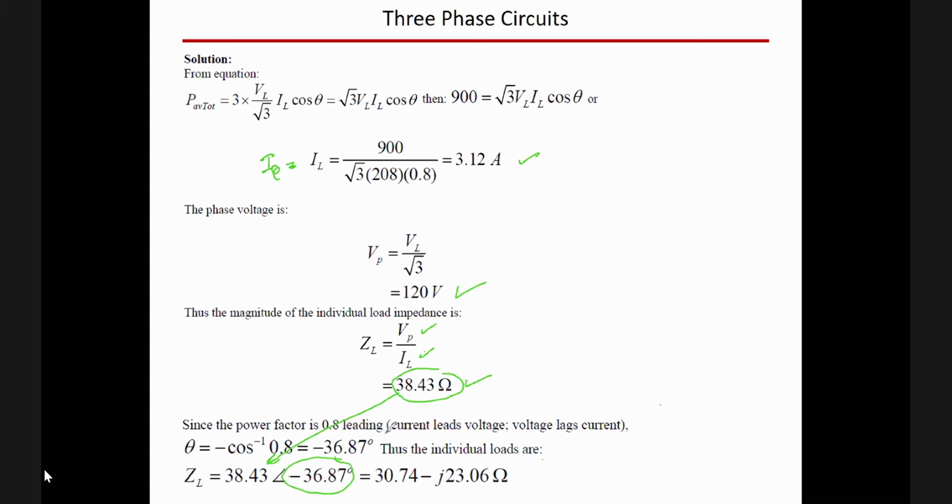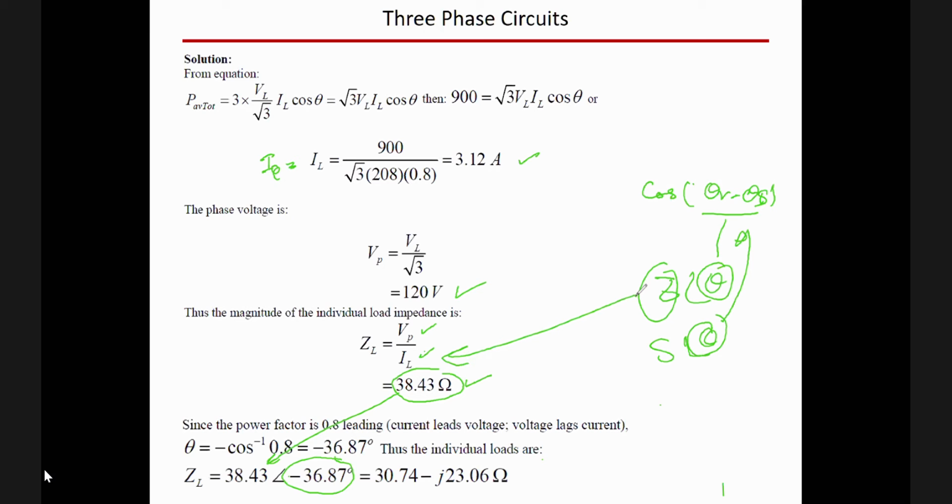Because remember when I explained the power factor, I said it's cosine of theta v minus theta I. This is the same angle as the impedance. It's the same angle as the complex power, right? So similar concept: you can find Z, the magnitude, by this division, and the angle by finding the inverse of the power factor. Similar concept.